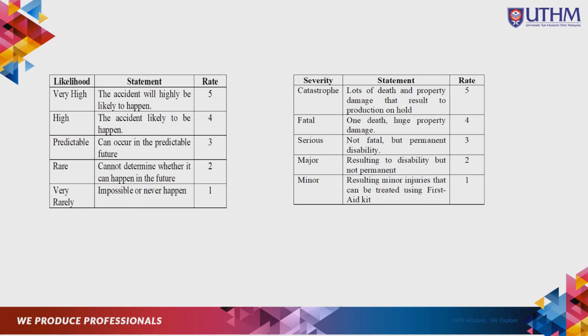For severity rate, catastrophe: lots of death and property damage that affect the production as a whole. Fatal: one death, huge property damage. Serious: not fatal but permanent disability. Major: resulting in disability but not permanent. Minor: resulting in minor injuries that can be treated using a first aid kit. So these are the guidance that we use to determine whether the activity is high risk, medium risk or low risk. That's all.